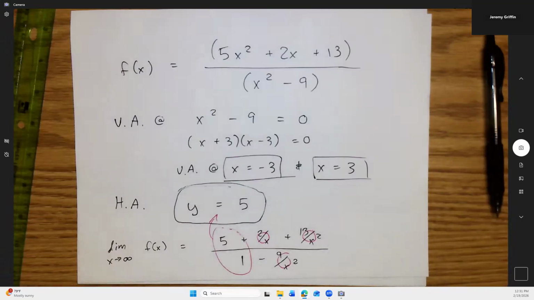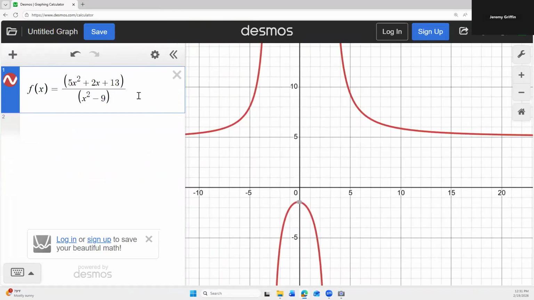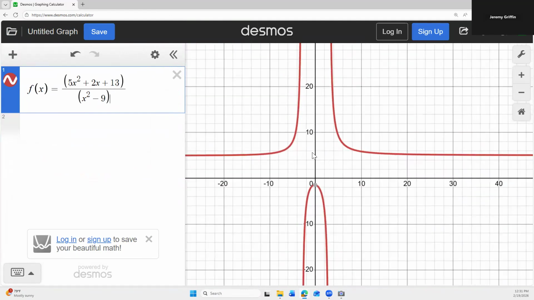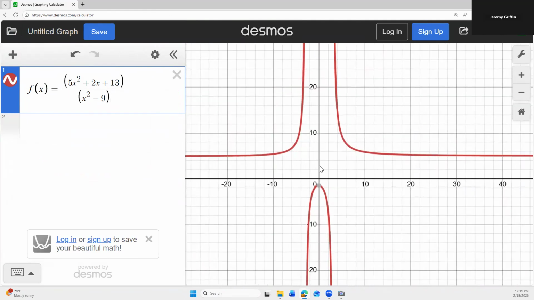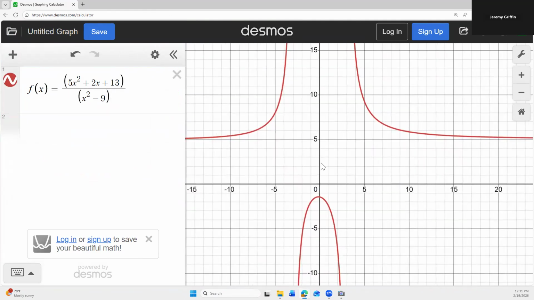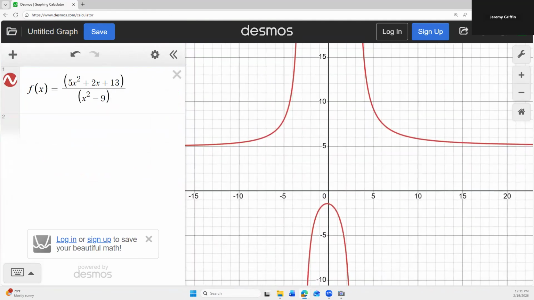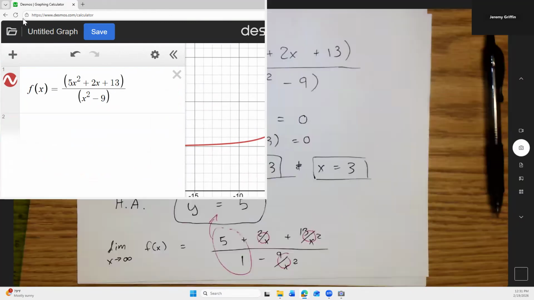Then again, I plug this into Desmos. So there's exactly the function I wrote on paper. And here's the graph. Zoom out. Yeah, I definitely see vertical asymptotes at x equals -3 and x equals +3, and also a horizontal asymptote at y equals 5. It's all there. All the parts are there, just like I showed you. It's all shown up.